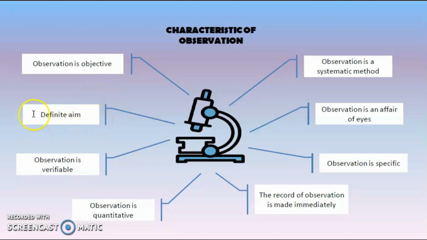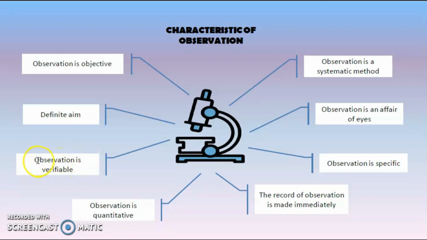Second, definite aim. Observation must have some definite aims and objectives. It should be clearly defined before the beginning of the actual observation process. Without the proper aims and objectives, observation will be unsystematic and expensive.